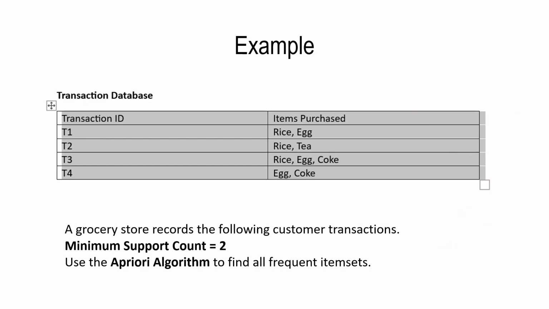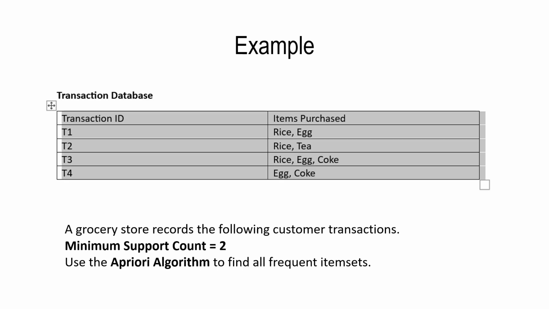Here we have a simple example which contains a transaction database. It is given as a tabular column. It contains the transaction ID and the items purchased for each transaction ID. Here transaction IDs 1, 2, 3, 4 are given. In the first transaction, one customer bought rice and egg together. In the second transaction, rice and tea are bought together. In the third transaction, rice, egg and coke are bought together. In the fourth transaction, egg and coke are bought together.